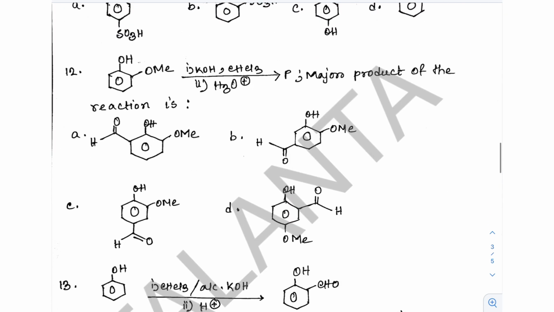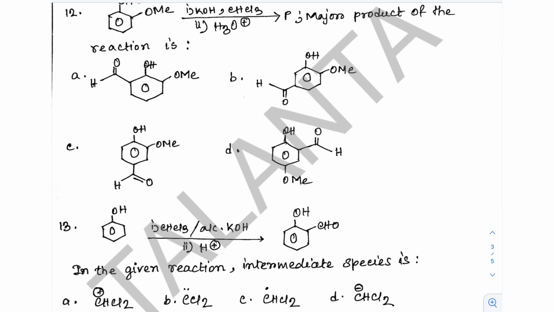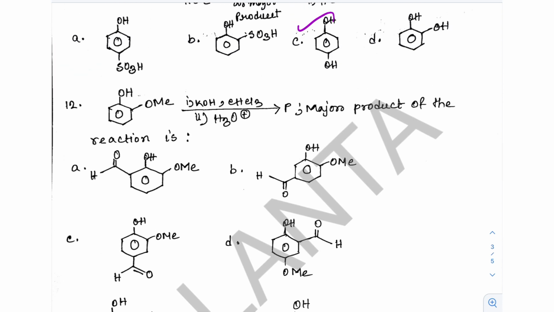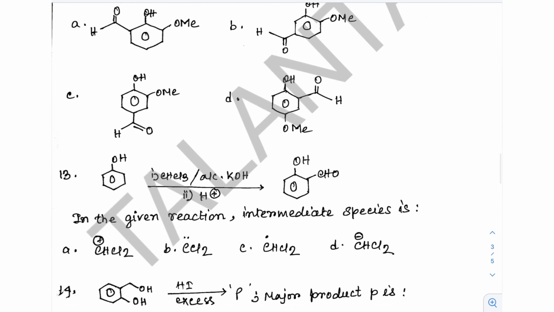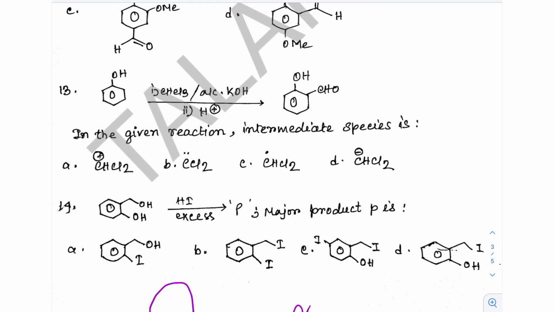We'll move to question 12. This compound is being treated with KOH, chloroform and H3O plus. What will be the major product? Well, here this is basically the Reimer-Tiemann reaction. So what happens here? The CHO group will be inserted at the ortho and para positions with respect to this OH group.